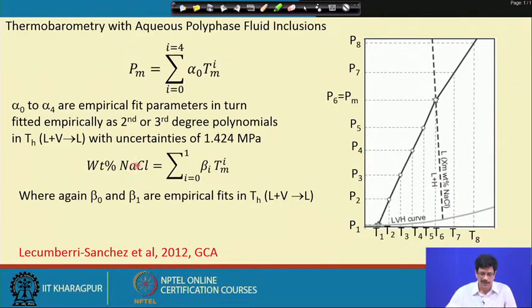This equation was also devised as an improvement, where weight percent NaCl could be represented as beta 0 plus beta 1 Tm, because i is equal to 0 here. So this equation will be of the type weight percent equal to beta 0 plus beta 1 Tm, and these coefficients beta 0 and beta 1 are also fitted as empirical fits to the temperature of homogenization.